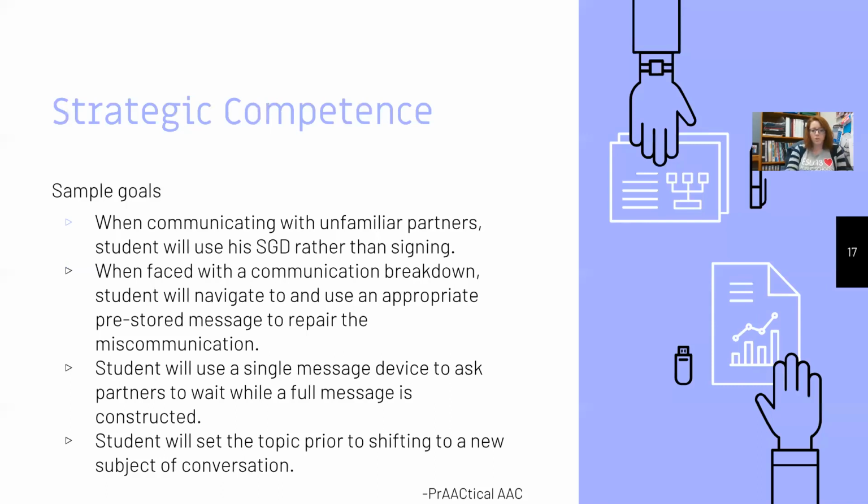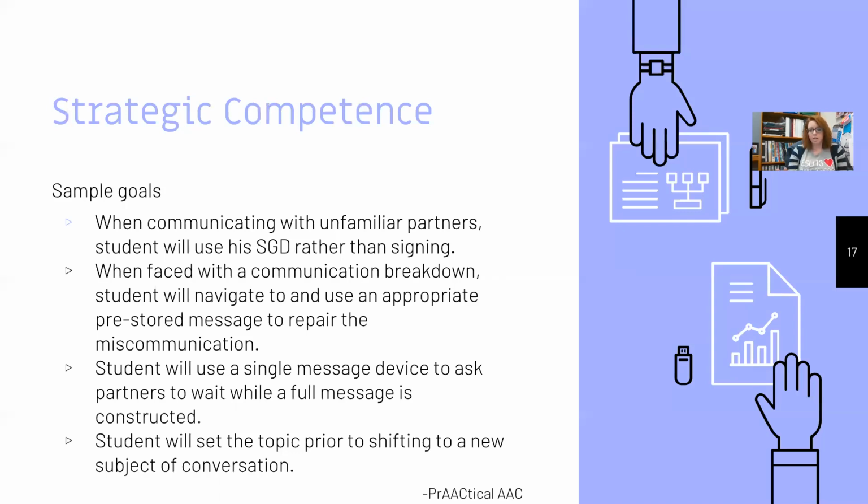So some goals for strategic competence would be when communicating with unfamiliar partners, the student will use an SGD, an abbreviation that stands for speech generating device. So will the student use a speech generating device rather than signing? So just moving maybe from the old way of communicating to the new way. The second one is about communication breakdown. So can they navigate and use an appropriate message to repair miscommunication? Can they do that?